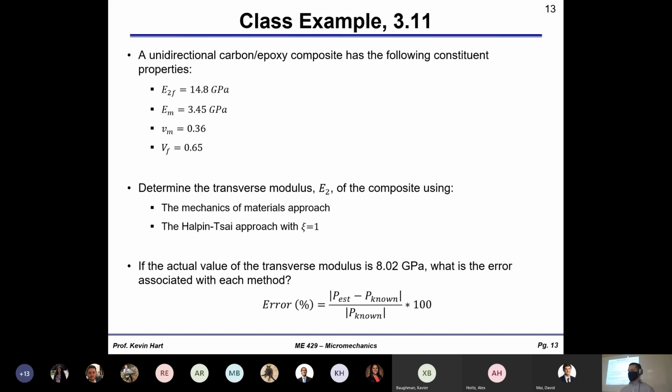Okay, so let me ask, you guys can keep copying down, but which mechanics of materials model are we going to use for E2? Which one is more appropriate? Rule of mixtures or inverse rule of mixtures? Inverse rule of mixtures. Good.